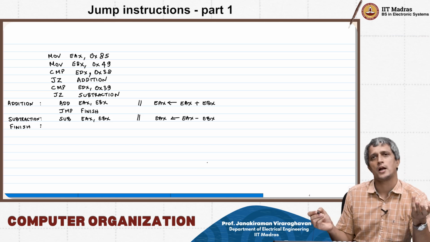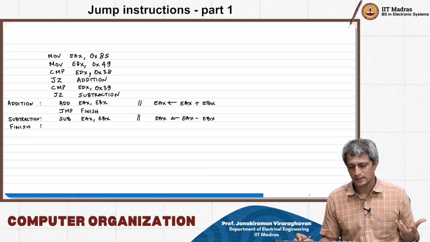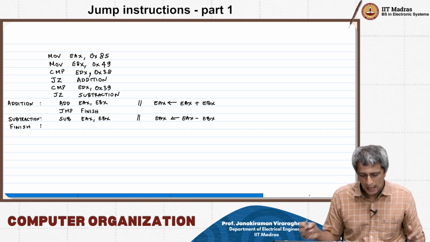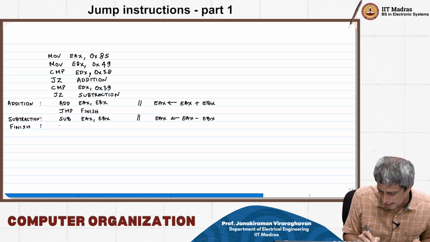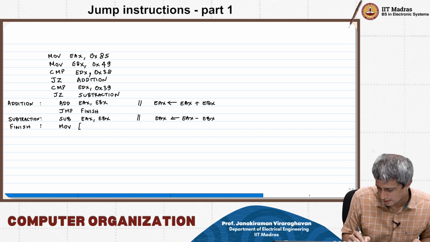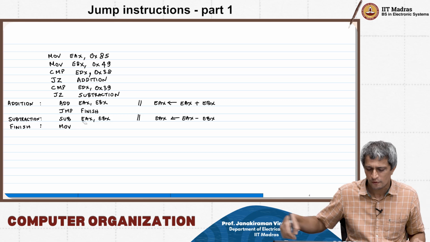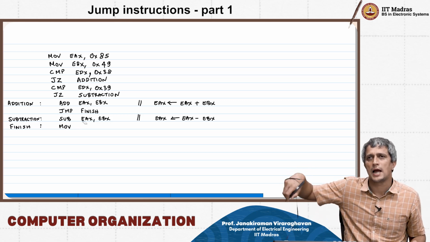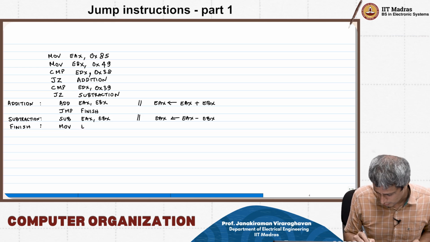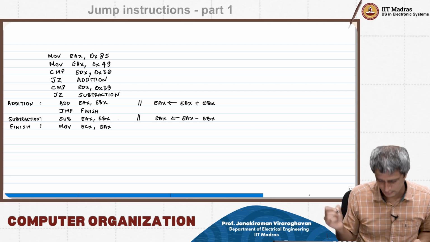And I can do whatever I want at this point, okay? For example, the answer is in the EAX register, right? I could move the value of EAX to some address location, or maybe as the last step, I will move the answer to ECX. Move ECX comma EAX. Okay.